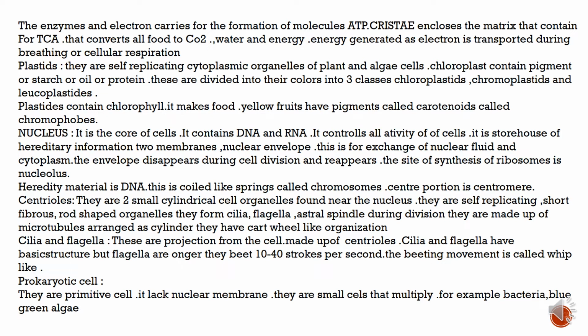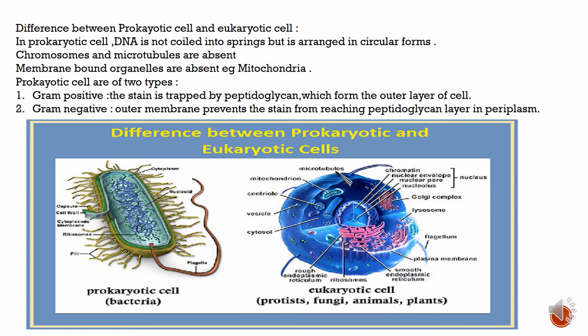Prokaryotic cells, they are primitive cells. They lack a nuclear membrane. They are small cells that multiply. For example, bacteria, blue-green algae. So now the important one is the difference between prokaryotic and eukaryotic. In prokaryotic cells, DNA is not coiled into springs but is arranged in circular form. Chromosomes and microtubules are absent. Membrane-bound organelles are absent, like mitochondria are not there in prokaryotes.